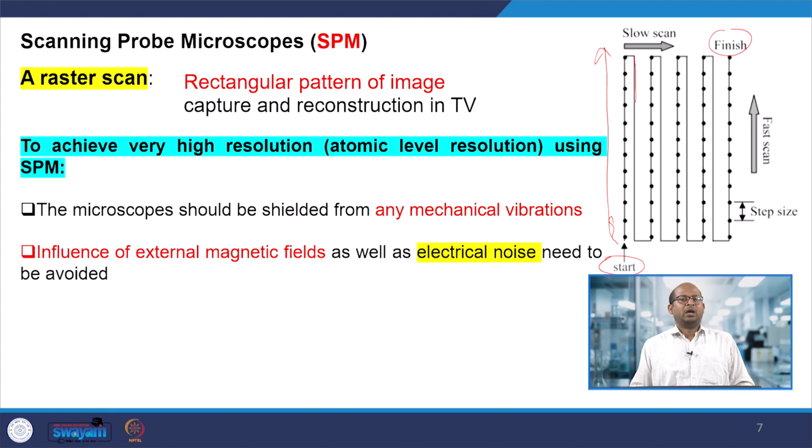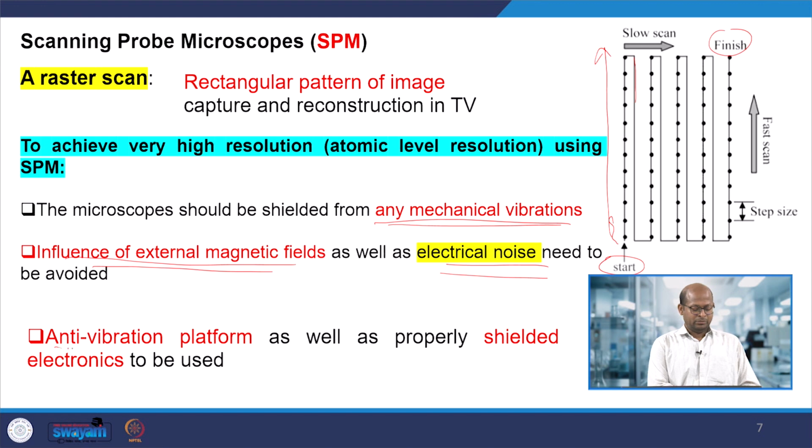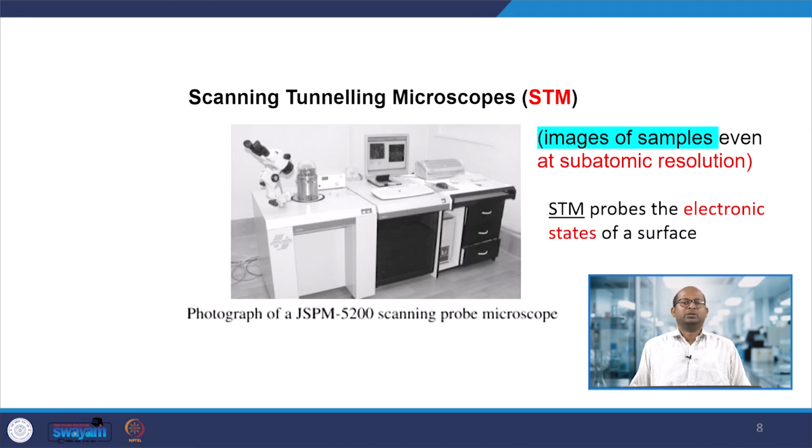To get a very high resolution image with the help of this SPM apparatus, scanning from the microscope, a few things we have to note down. When the instrument is operated, any mechanical vibrations that would disturb the scanning process we have to avoid. Also external magnetic fields or any electrical noise we have to avoid to get a good scan of that image. Therefore we need anti-vibration platforms as well as properly sealed electronics when the system is used for image collection.